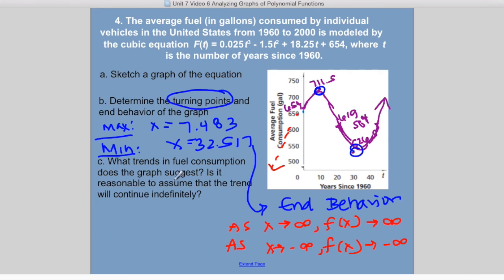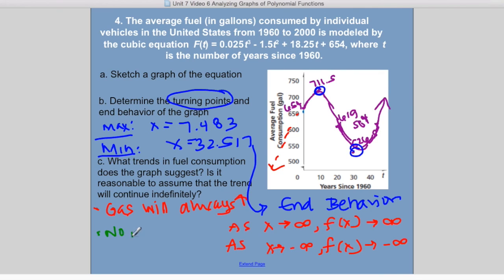Okay. C says, what trends in fuel consumption does the graph suggest? Is it reasonable to assume that the trend will continue indefinitely? So we're looking at this. This is saying if the trend continues, gas will always increase. Do you think that's true? Well, you guys have already seen it happen. It goes up and down. It doesn't just keep increasing.